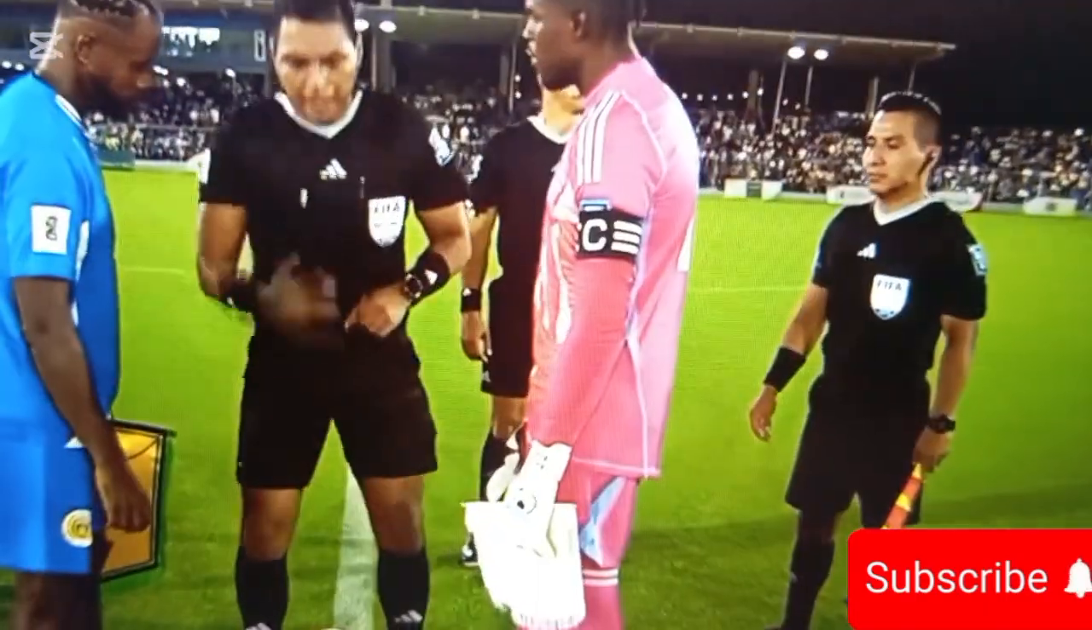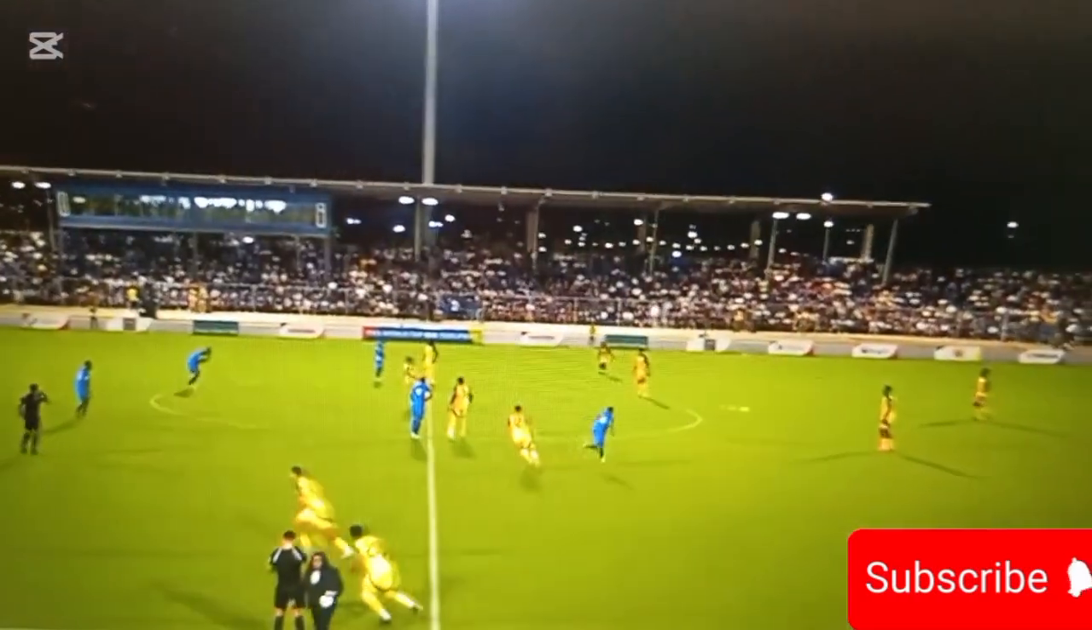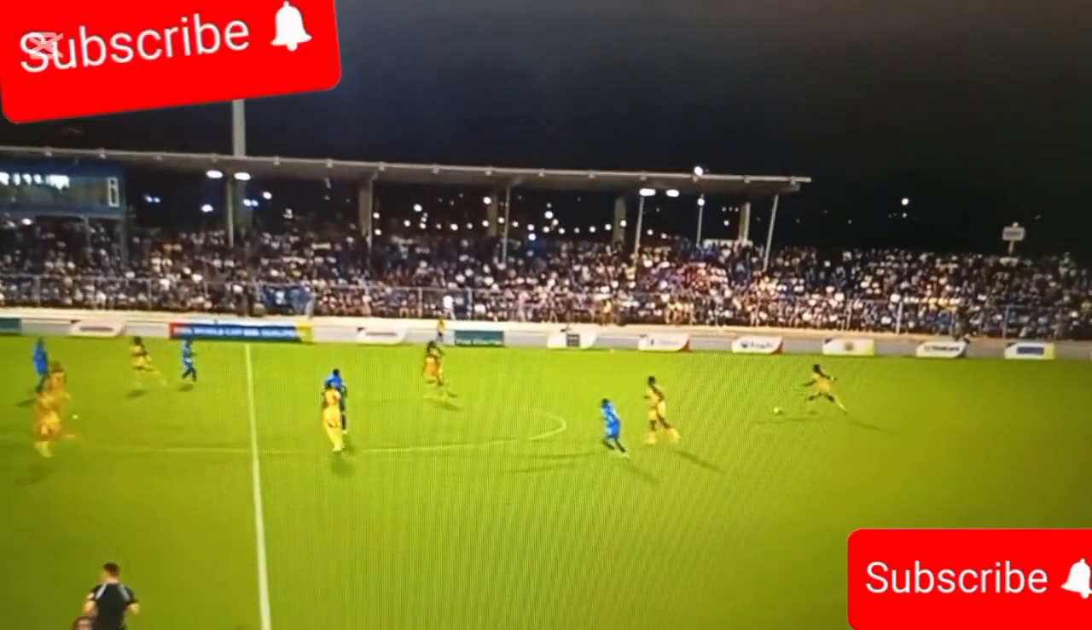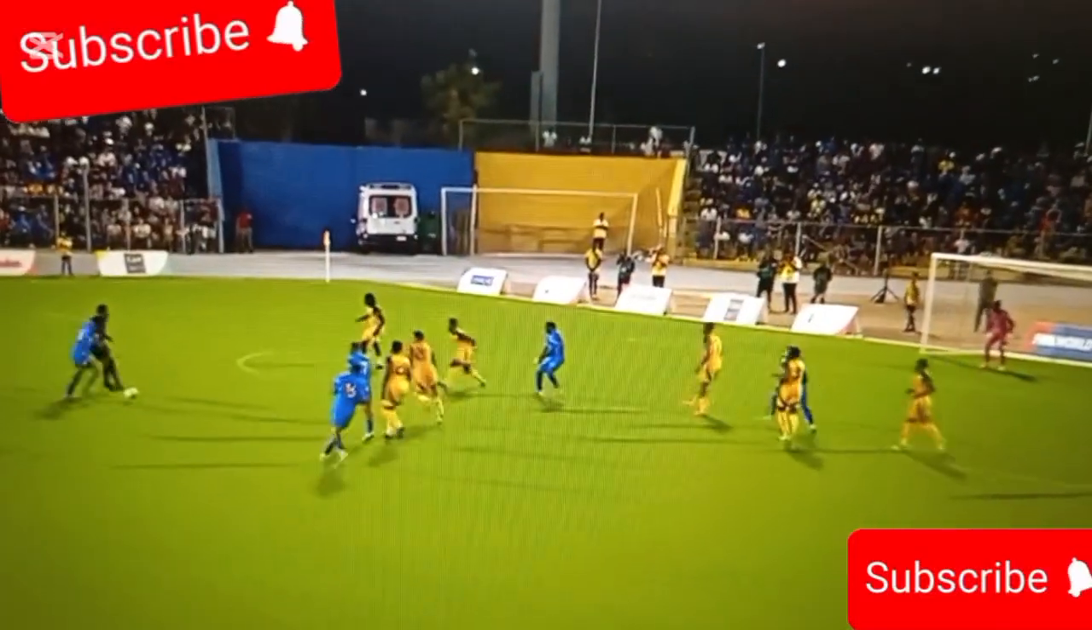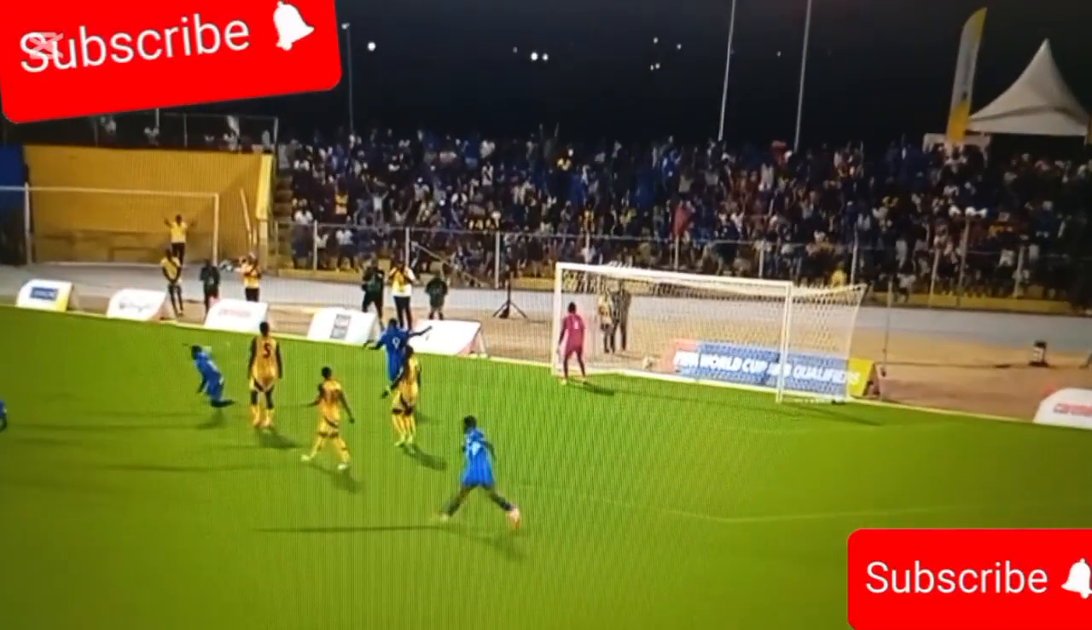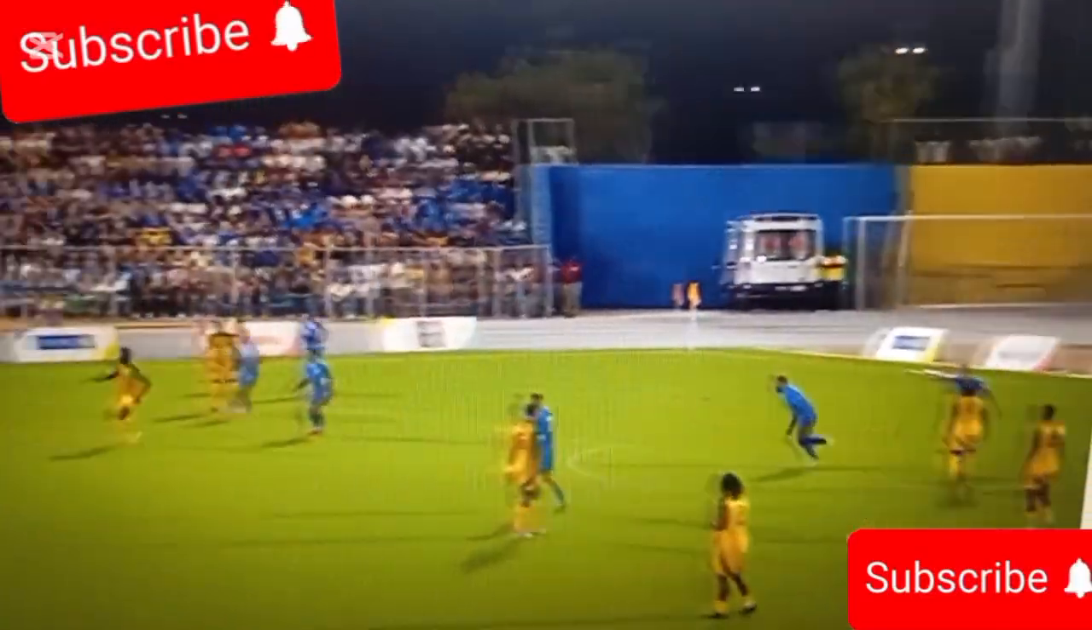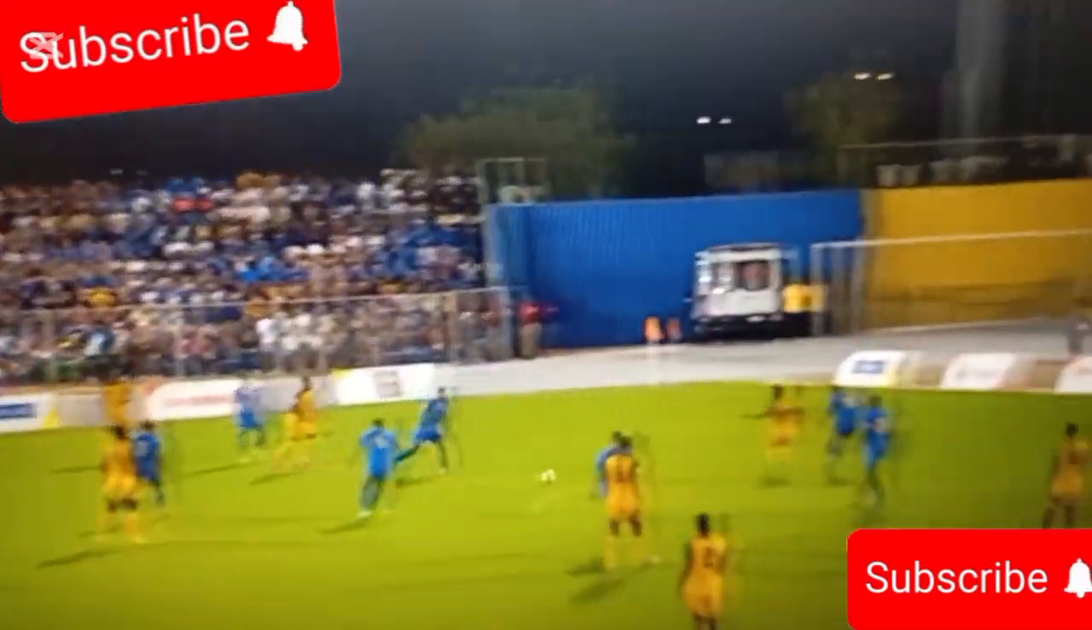Now I have a short clip to show you guys. It was a World Cup qualifier match a few days ago, Curacao versus Jamaica in Curacao. Now take a look at this clip and then I will break it down for you guys.